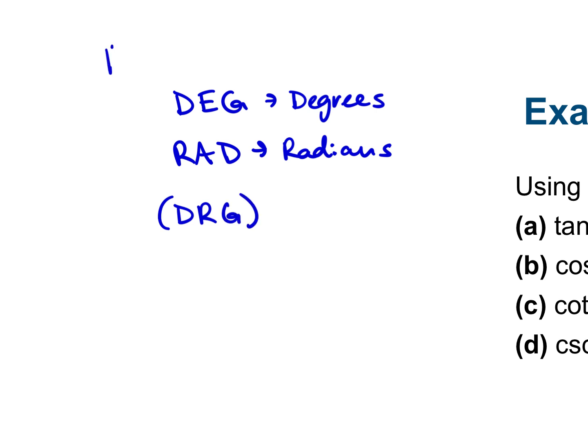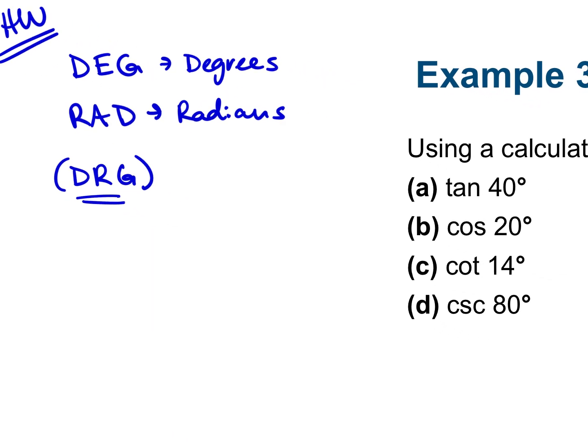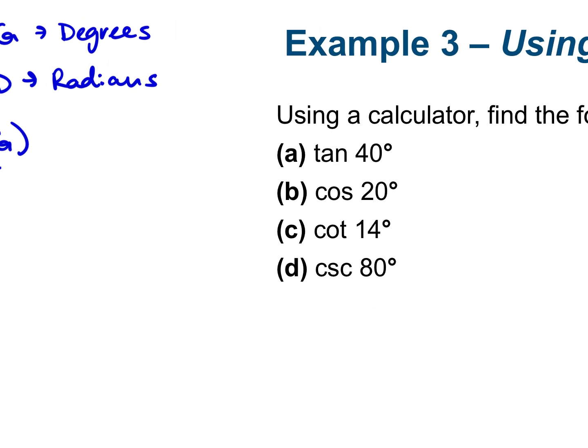For the homework, some of the questions will be in radians, so you just want to change your mode to radians. To change the mode, I have a DRG button right up at the top here. Depending on what the question gives you: if it gives you degrees, your calculator needs to be in degrees. If it gives you radians, your calculator needs to be in radians. Looking at A, B, C, and D here, all of these are degrees, so my calculator should be in degrees.